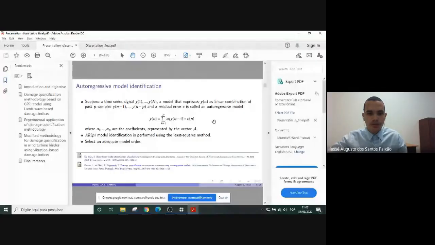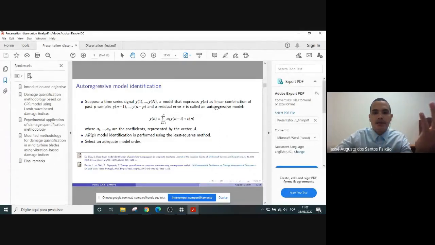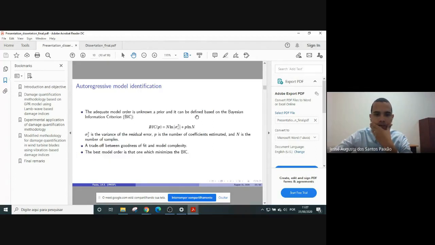The model order choice is a very, very interesting question when you work with autoregressive models, because there are many techniques that can be adopted here. The most common are the Bayesian information criterion and the Akaike information criterion, which is defined by this equation here. And we applied different techniques to choose this model order.